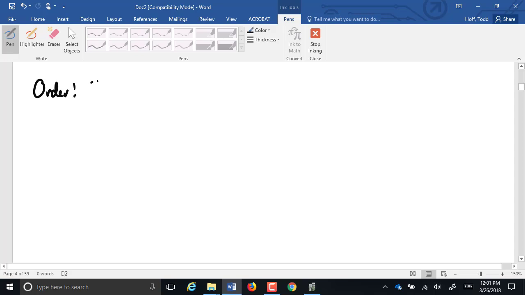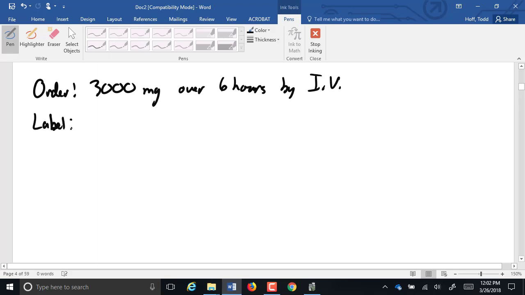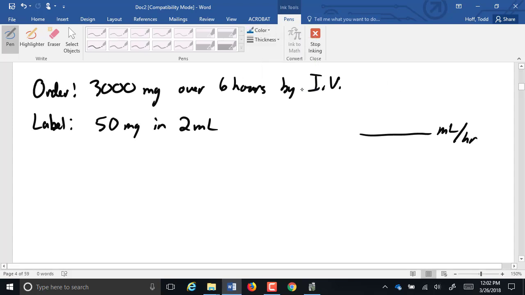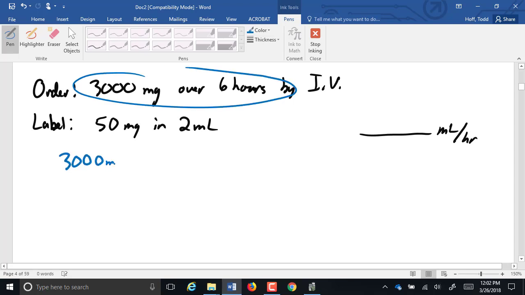Let's say our doctor orders 3,000 milligrams over 6 hours by IV, and our label is telling us that this is 50 milligrams in 2 milliliters of solution. And we want to find this in milliliters per hour. So our orders, 3,000 milligrams over 6 hours.